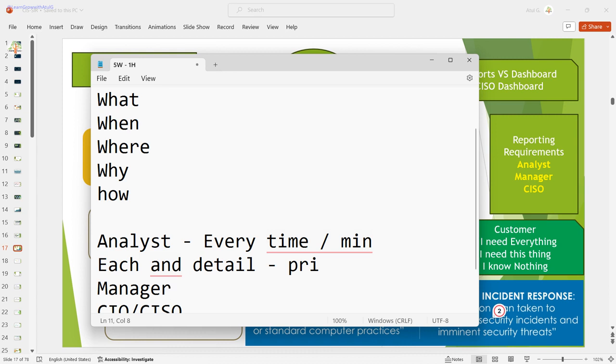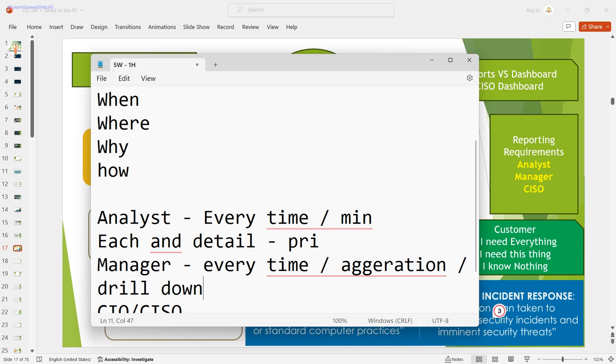But for the manager, they don't need a report every minute. They definitely need reports, but in aggregation: yesterday's report, today's report, a week's report, a month's report, weekday reports, weekend reports. And if they want, they can drill down to the ground level to see why this happened, why we're getting these types of incidents again and again. Mainly they use these time period reports.